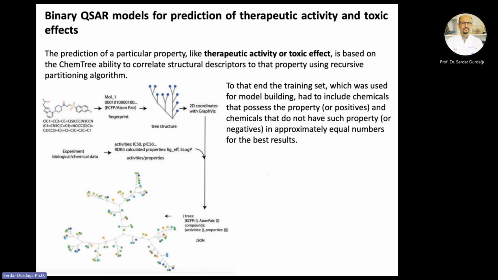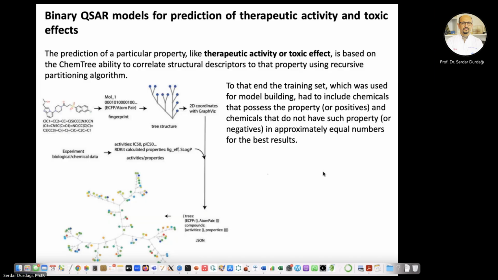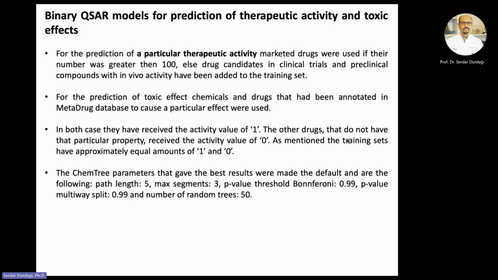It can be tried to fit. Okay, so to that end, the training set. As we said, we have the training set and we have the test set, which was used for the model building. They include chemicals that possess the property, or positives, and chemicals that do not have the property. I mean, ones and zeros. So there was one question: how are these QSAR models actually constructed? What is the target, and so on.